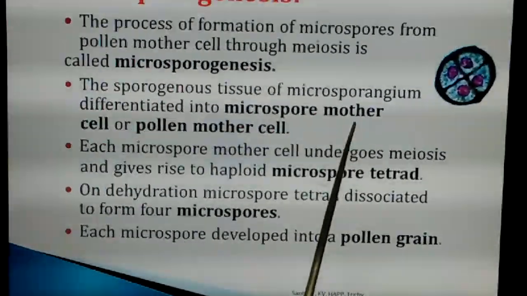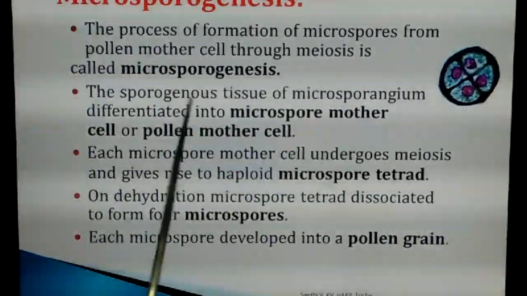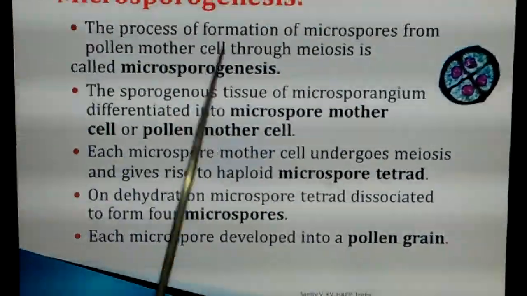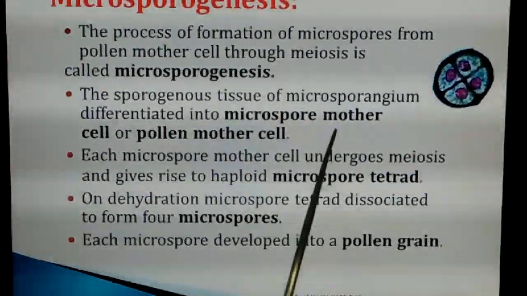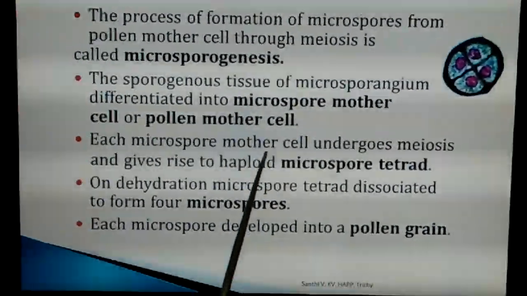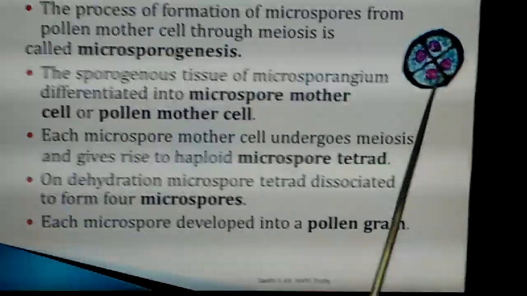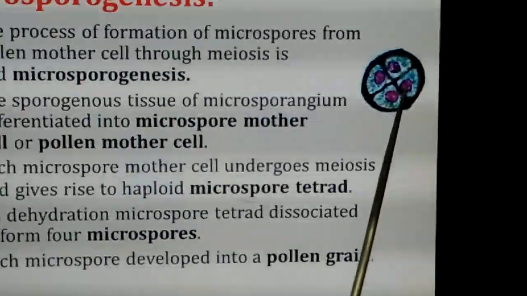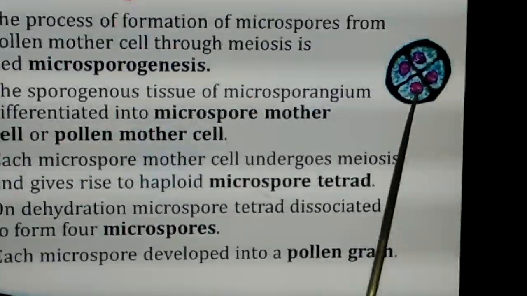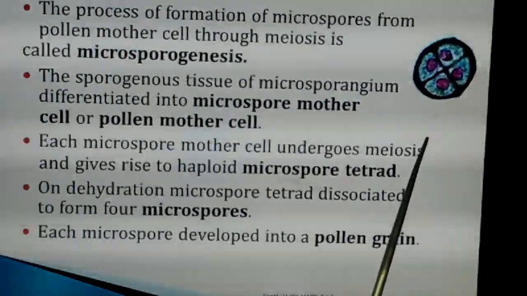Where is the microspore mother cell present? It is present in sporogenous tissue. The sporogenous tissue of the microsporangium differentiates into microspore mother cells, otherwise you can call that a pollen mother cell. Then it undergoes meiosis. You know, at the end of meiosis 4 daughter cells are formed. What is formed now, you call that a microspore tetrad. As there are 4 cells, you call that a microspore tetrad.